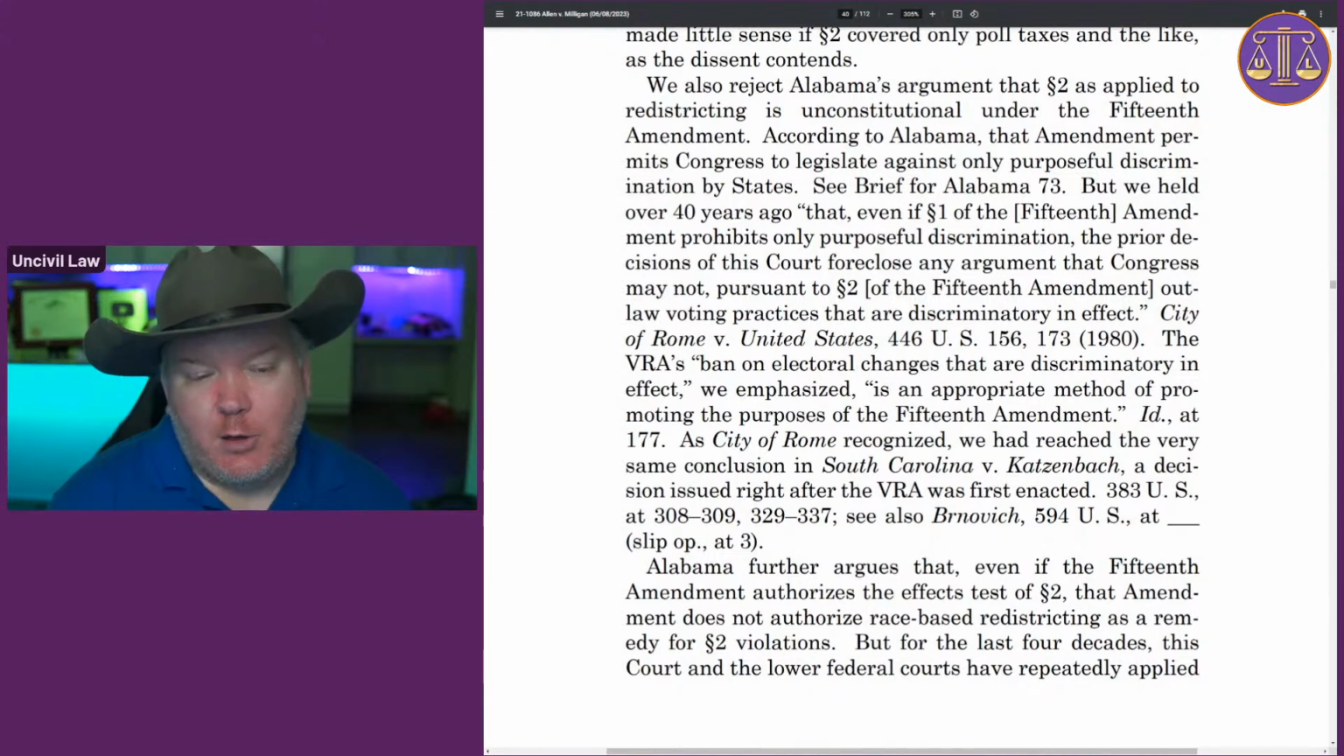The Voting Rights Act bans electoral changes that are discriminatory in effect is an appropriate method of promoting the purposes of the 15th Amendment. As our law has recognized, we reached the very same conclusion in South Carolina versus Katzenbach, a decision voted right after the VRA was first elected.